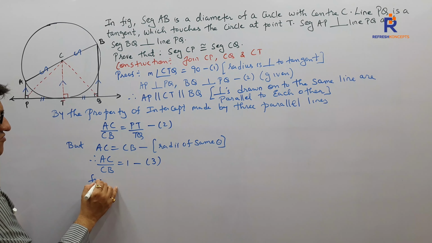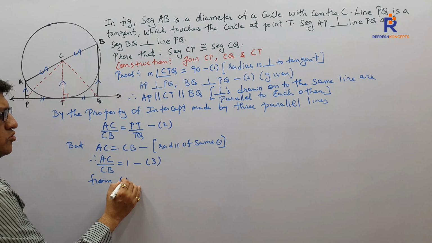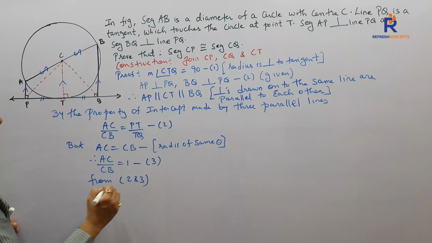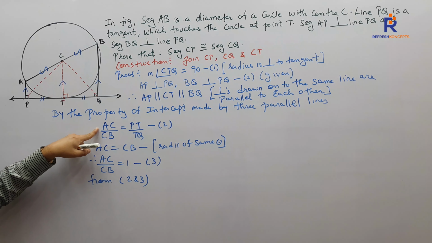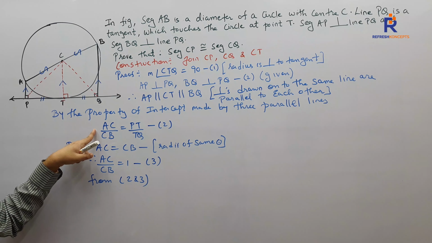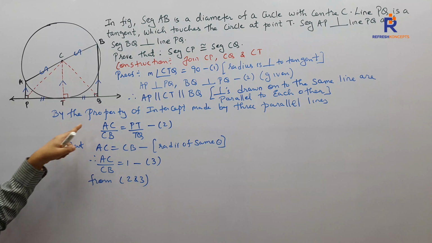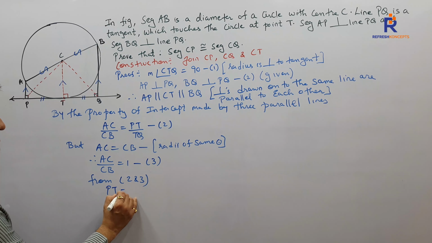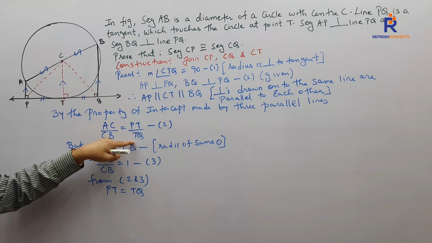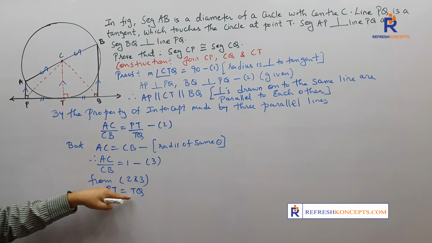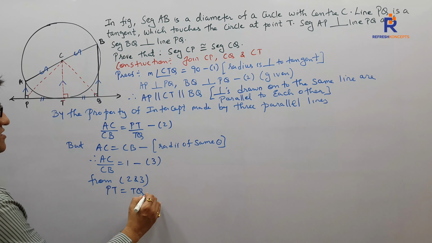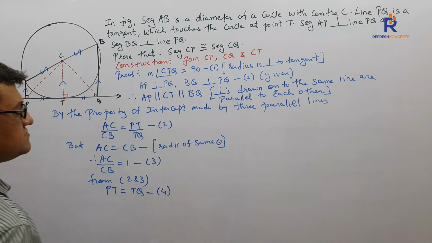What do I get from equations 2 and 3? Can I say AC by CB is 1? Therefore, PT by TQ is also 1. And when PT by TQ is 1, can I say PT is equals to TQ? Why? Because AC by CB is 1. TQ goes there. PT is equals to TQ. This is what my equation number 4 is.